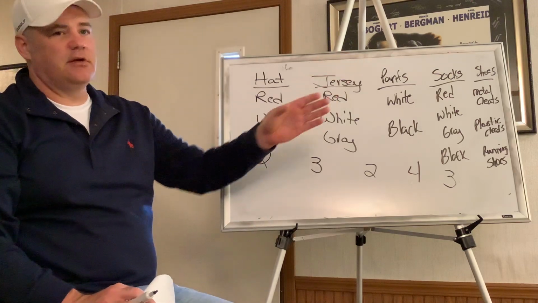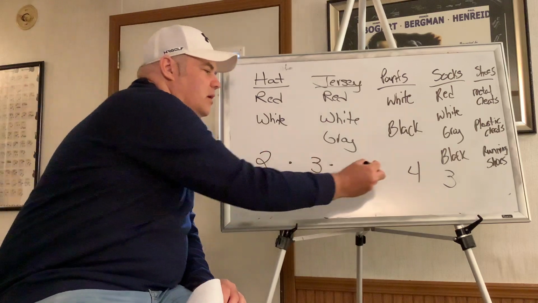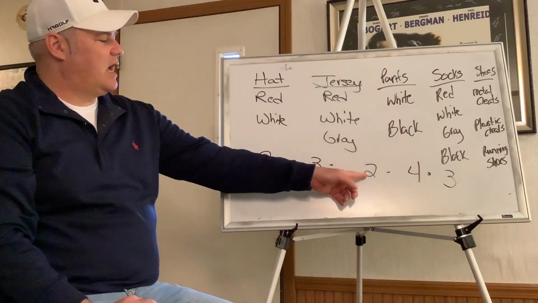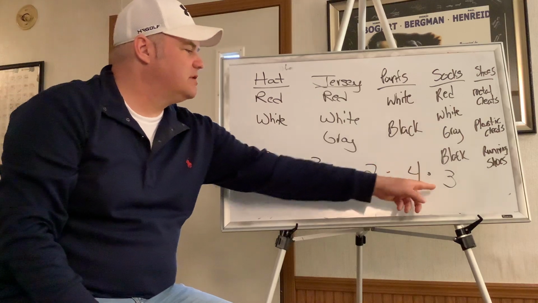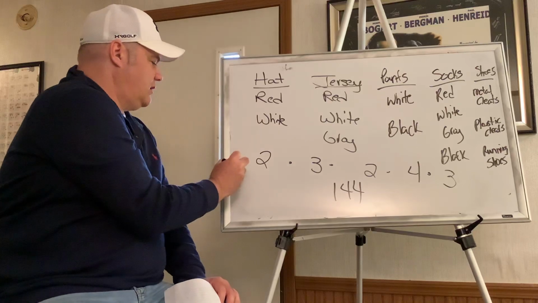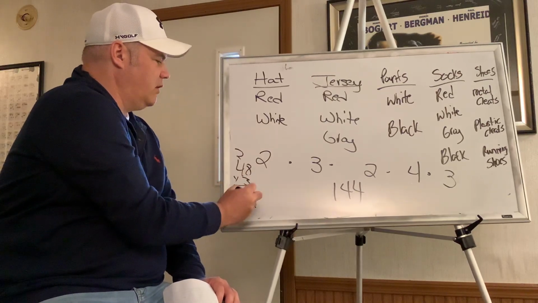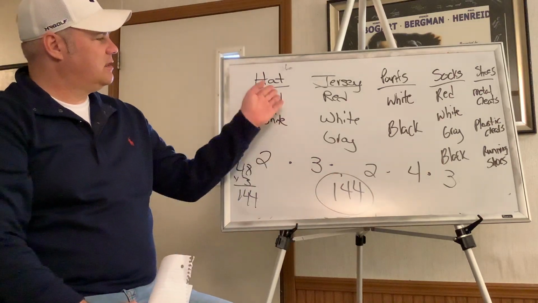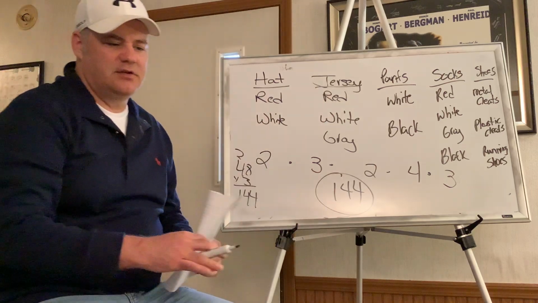And no matter how many categories you have, you just total them up. Then you multiply them all. Okay, and that's going to be your combination. So 2 times 3 is 6, times 2 is 12, times 4 is 48, times 3 is 144, I believe. 48 times 3. Yeah, 144. So there's 144 different combinations, okay? So you just take the totals, multiply them, and that's how many different combinations you can have. So I thought I'd do that, show you that.